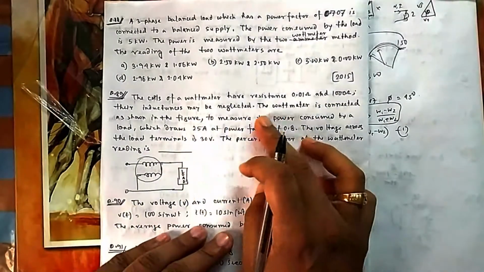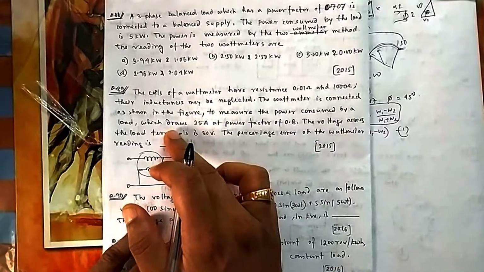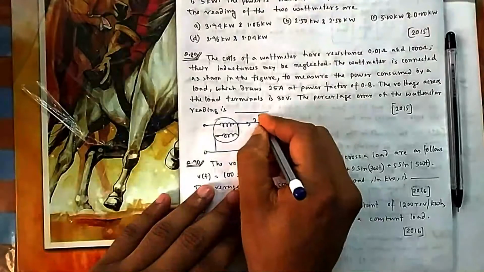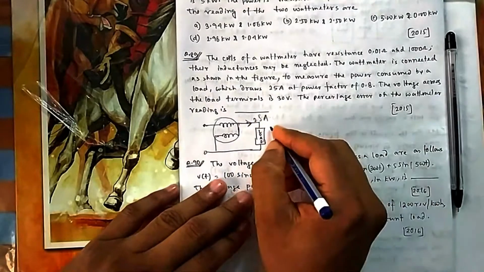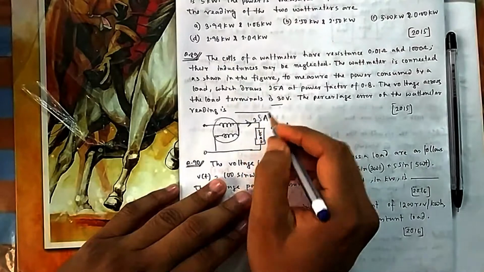Inductance may be neglected. The wattmeter is connected as shown in the figure to measure the power consumed by a load which draws 25 ampere. So this current is 25 ampere with a given power factor of 0.8. The voltage across the terminals is 30.